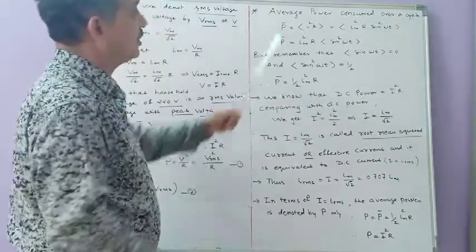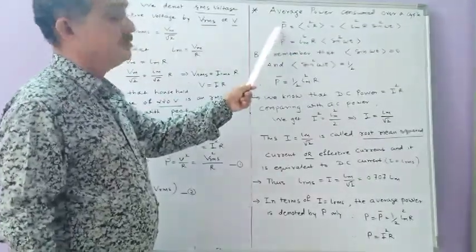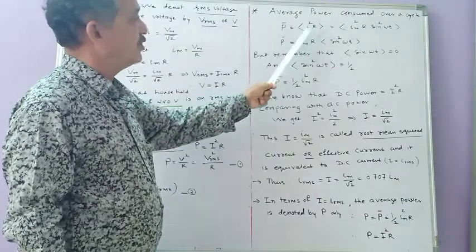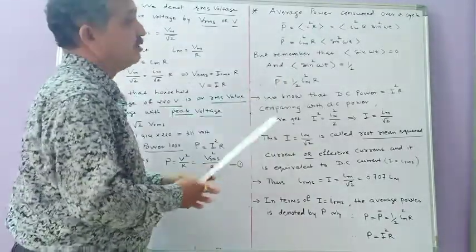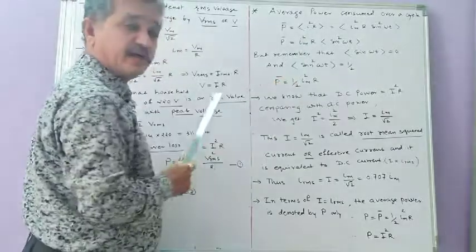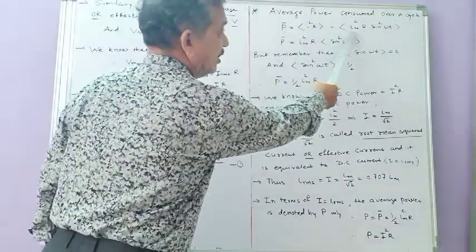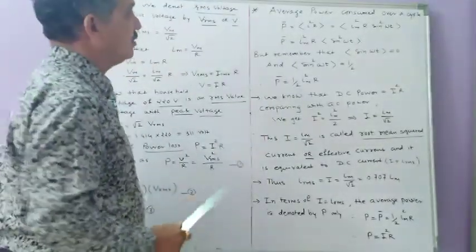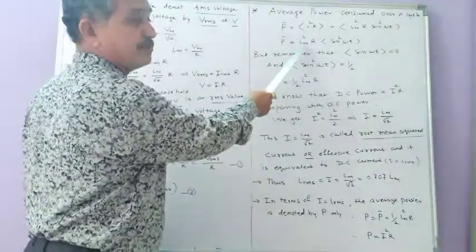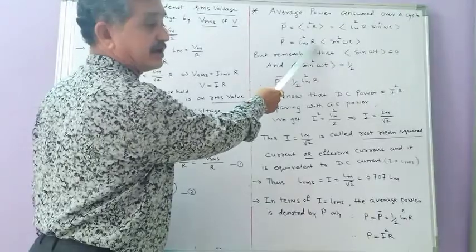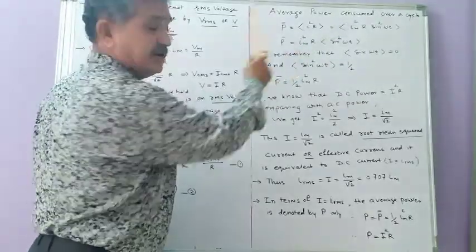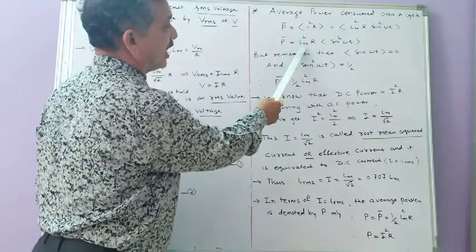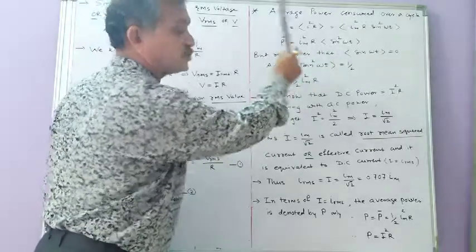Now the average power consumed over one cycle, P bar equal to, so this is the symbol of average, average of I square R equal to, I की वैल्यू हमने पुट की Im sin omega t, तो average of Im square R into sin square omega t. But here Im, being the maximum current, remains constant, and R resistance is constant, so they come outside the average symbol. So average power P bar equal to Im square into R into average of sin square omega t.